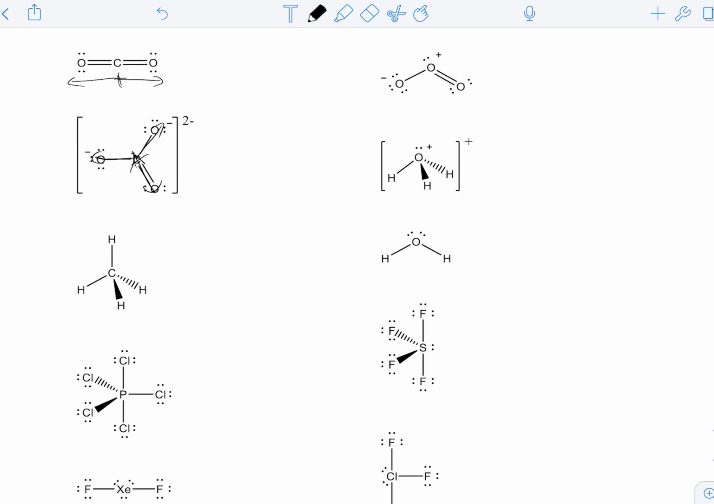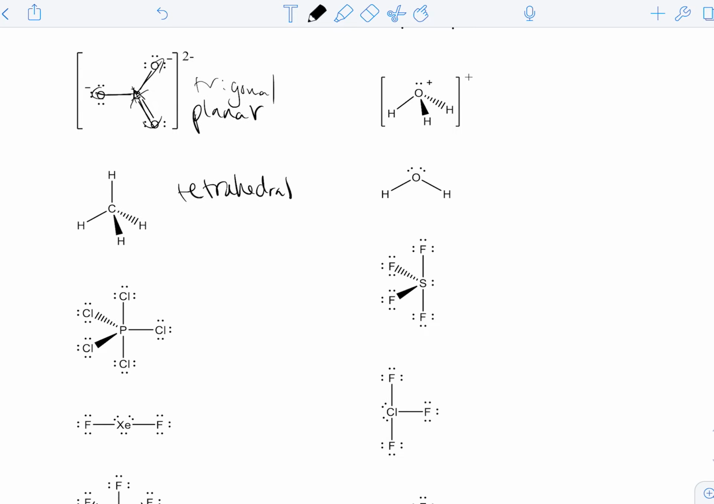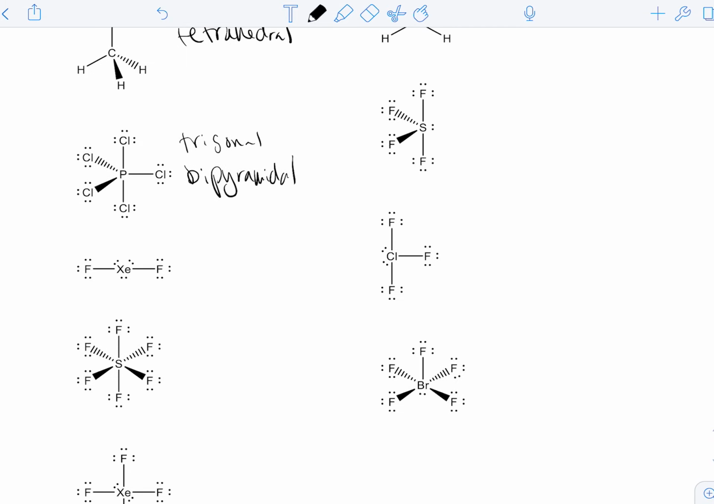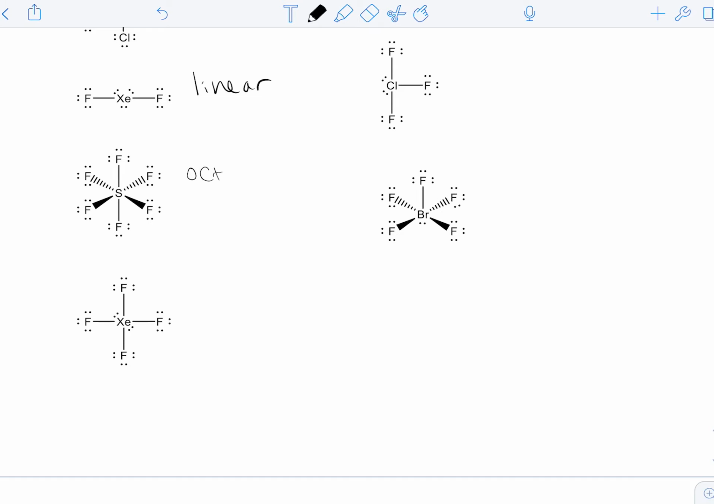So this includes linear, trigonal planar, tetrahedral, trigonal bipyramidal, linear within trigonal bipyramidal, octahedral, and our square planar, which is an octahedral geometry.